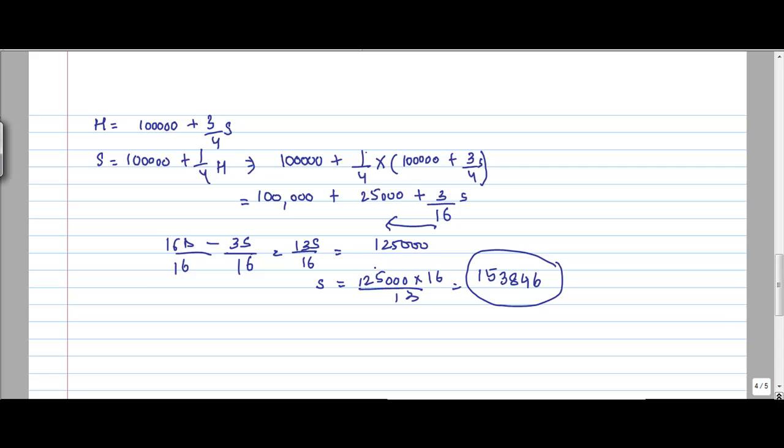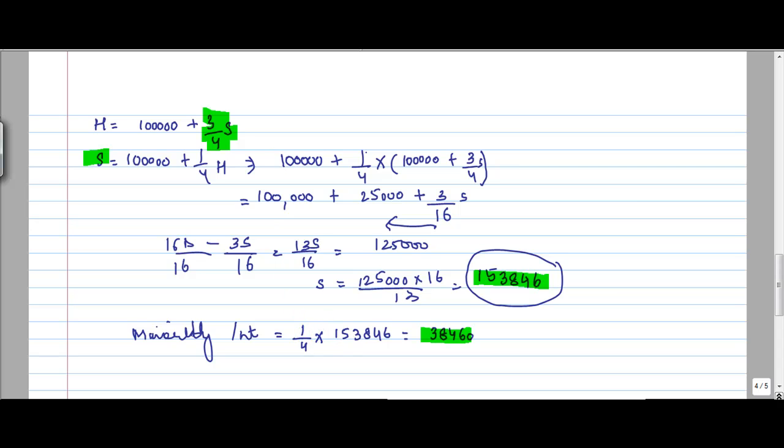This is because of the rounding off. Some difference might come for a rupee or something that we will take care of. Now let's see what is the minority interest out of it. Minority interest, please note, as I had said earlier also, is available in case of S only. Because 3/4 of S is held by H, so 1/4 is the minority interest. 1/4 into 153,846 will give you 38,460.